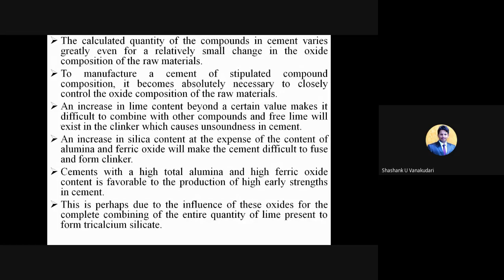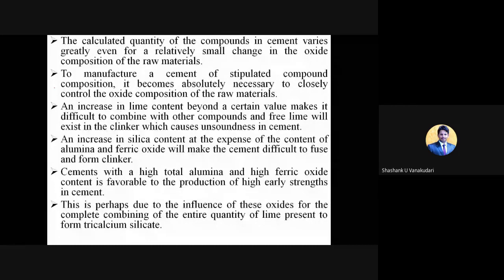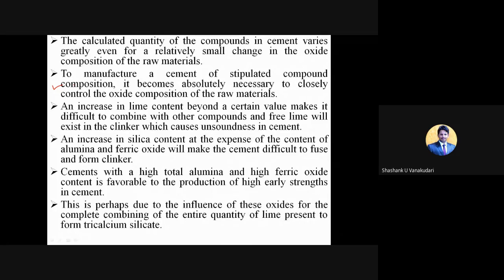And here, to manufacture a cement of stipulated compound compositions, it becomes absolutely necessary to closely control the oxide compositions of the raw material. So once you use all these raw materials in the manufacturing of cement, you need to concentrate more on the content of oxides. Once that oxide content is within the limits, only then can you use those raw materials in the manufacturing of the cement. If it exceeds or falls below the limits, the property of the cement will change from the standard one.